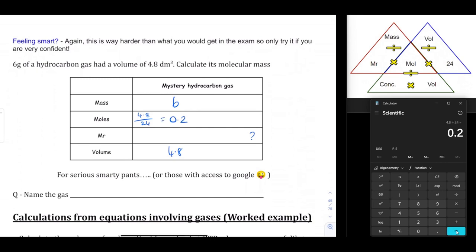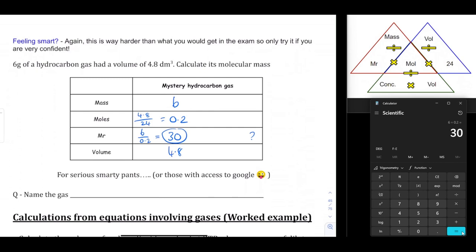Now I have the moles and the mass. So I can say mass divided by the moles gives me the MR. So 6 divided by 0.2. I need to clear my calculator. 6 divided by 0.2 gives me 30. So my MR is 30.